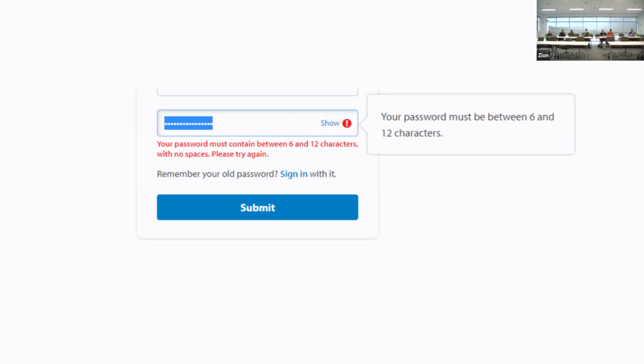Part of that is because this, to me, indicates that they're storing these passwords incorrectly.